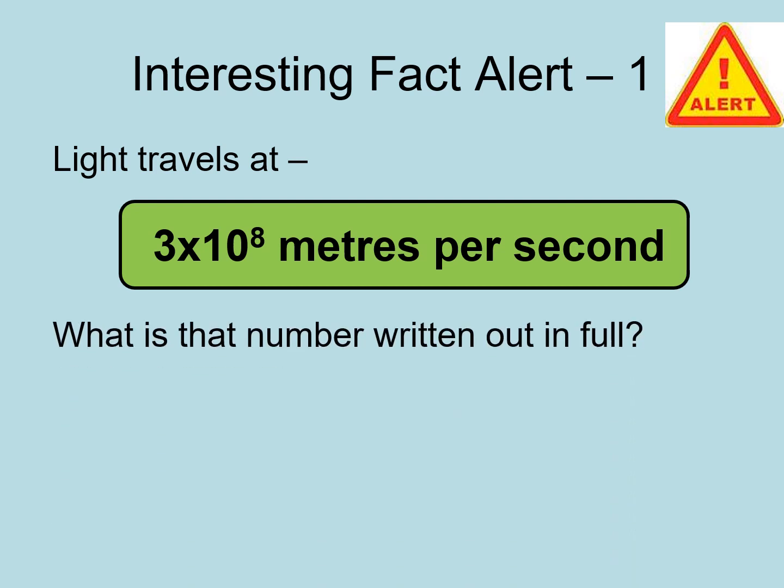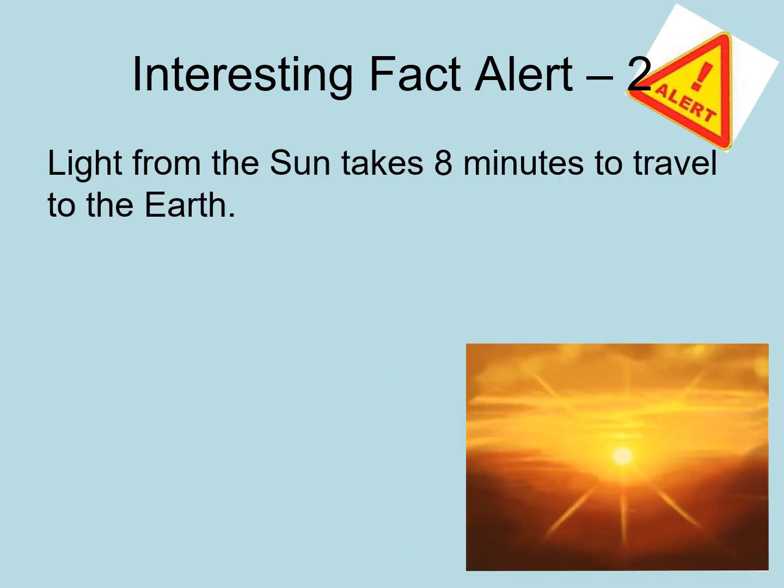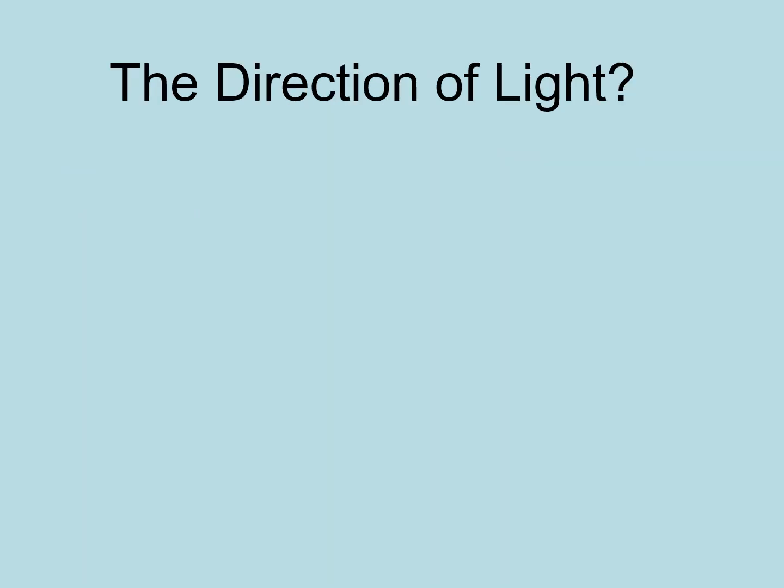Interesting fact, light is part of the electromagnetic spectrum and travels at 3 × 10⁸ meters per second. That's 300 million meters every second. Written out in full, that's a 3 with 8 zeros behind it. Nothing known to mankind can travel faster, not even Usain Bolt. Interesting fact number 2, light from the sun takes 8 minutes to travel to Earth, and that's even though it's traveling at the fastest thing known.